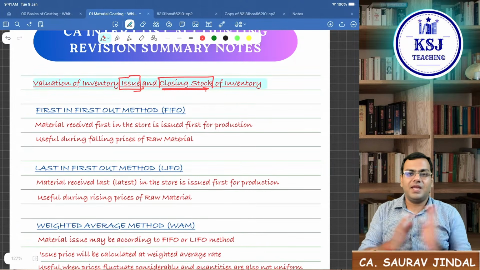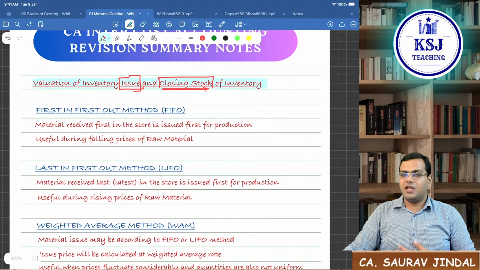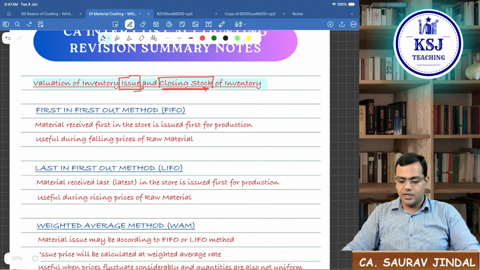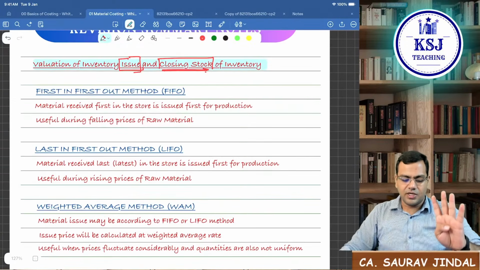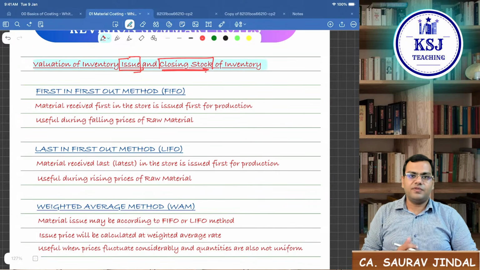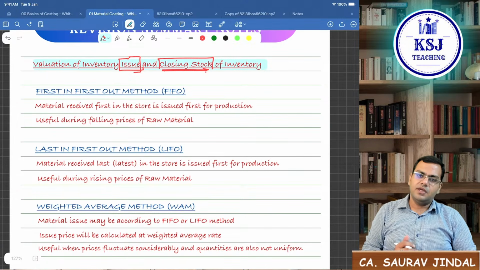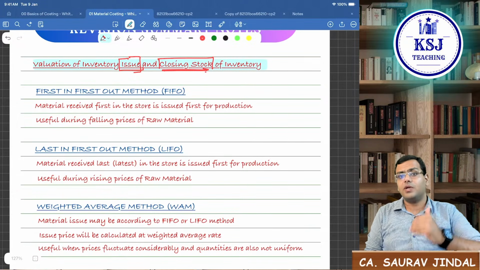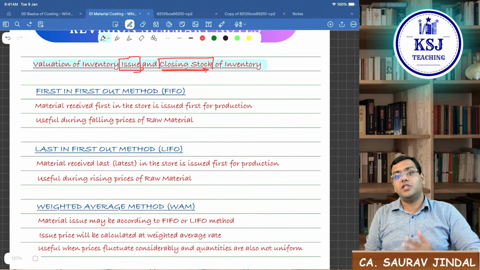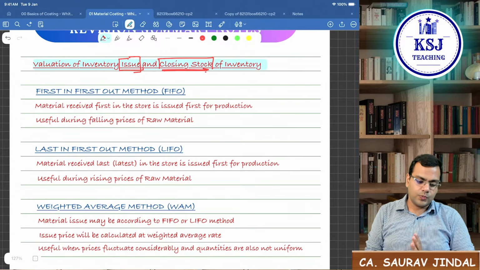Now in this there are many methods. There are various methods like cost price methods, average price methods, and market price methods, but I will discuss the most important methods: first in first out, last in first out, and weighted average method. These are the 3 methods on which the institute has been repeatedly asking questions. These are the 3 methods on which you will find the questions in your module also, right?